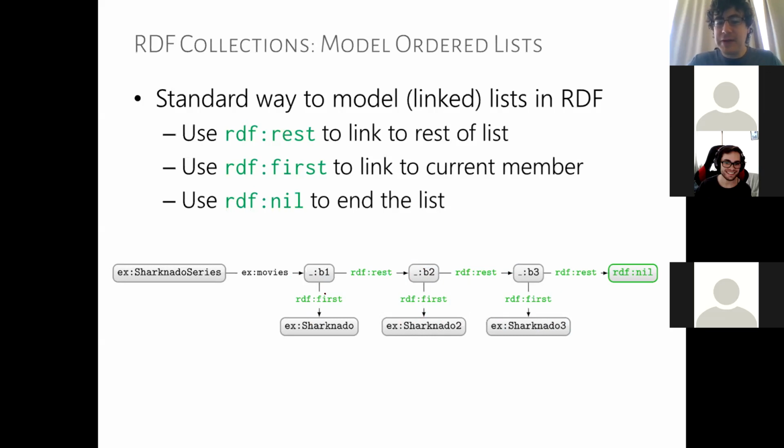And somehow by having these nodes, we can represent order, and we can also end a list. So we can represent in this way lists of things using the graph structure itself.